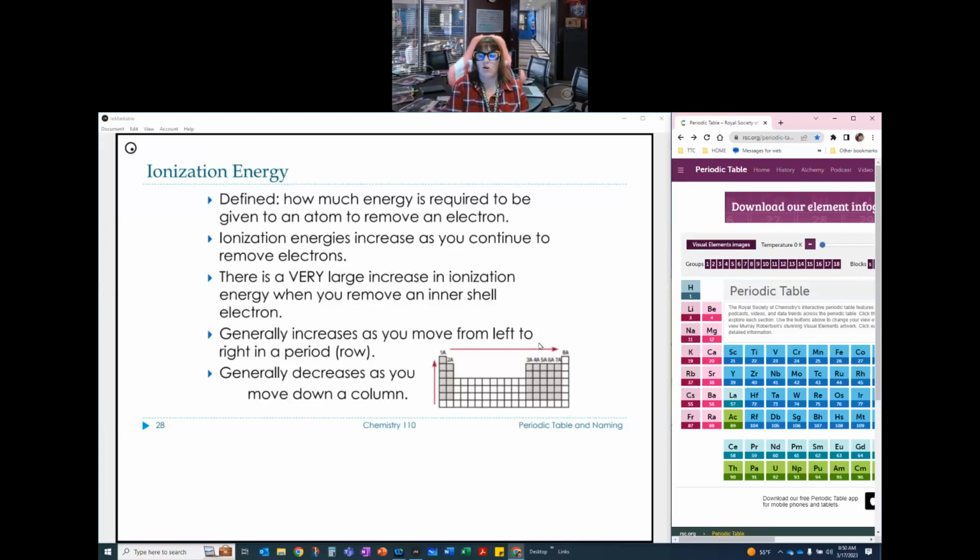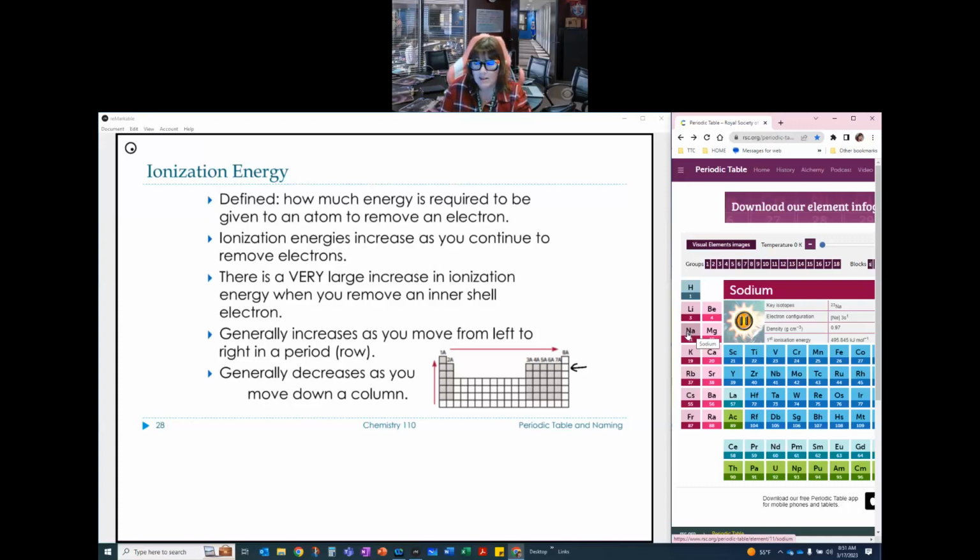Okay? And that makes sense, because as it's already charged, it's harder to take that second one off. All right. There's a very large increase in ionization energy when you remove an inner shell electron. So if we're talking about something where we have a full shell, so if we were to look at sodium right here, sodium is very, very happy to give up one electron because it has that 3s1. So it's happy to give up that 3s1.